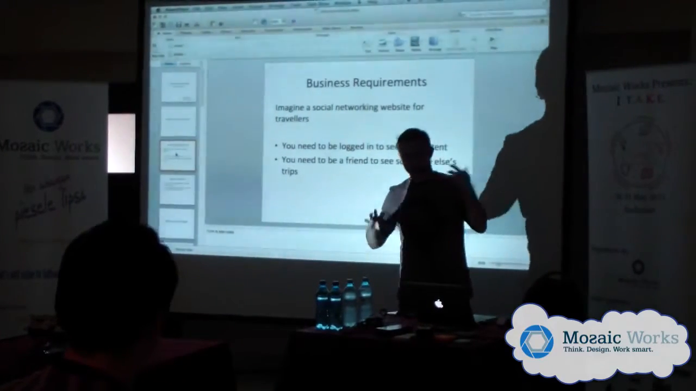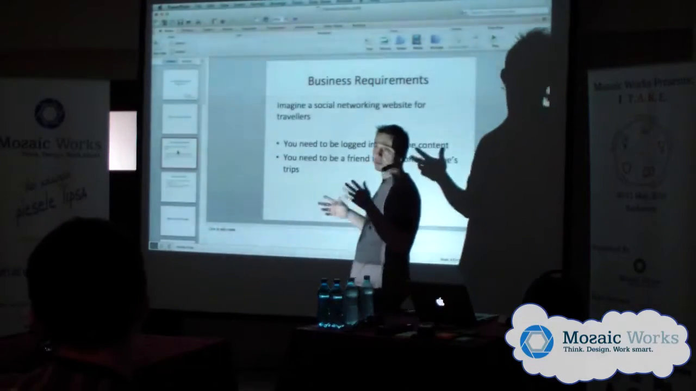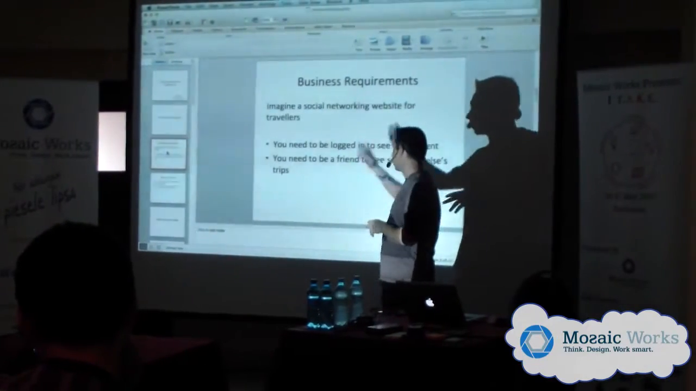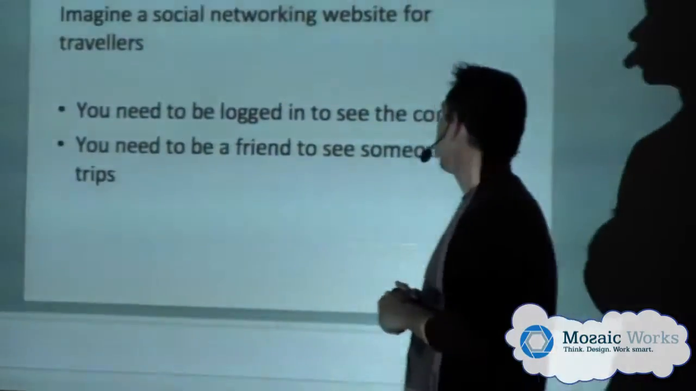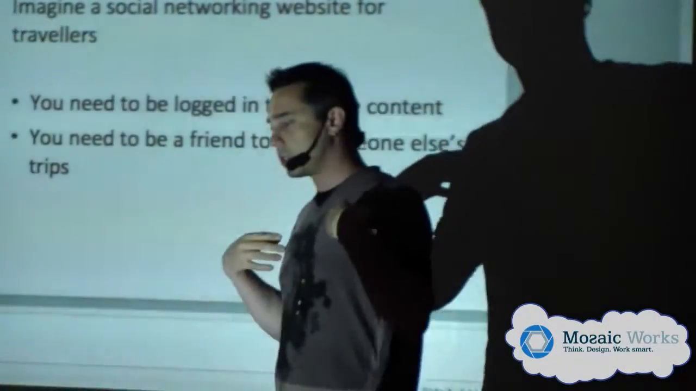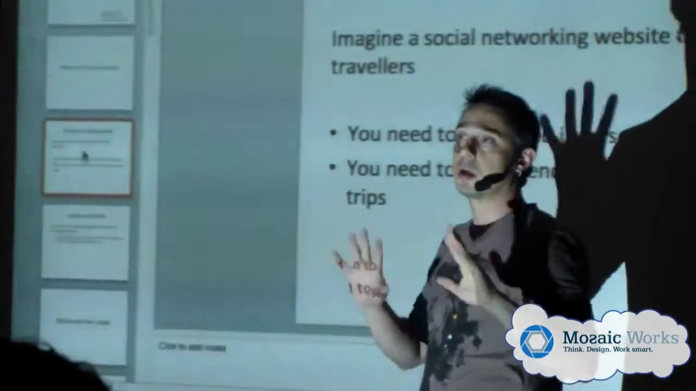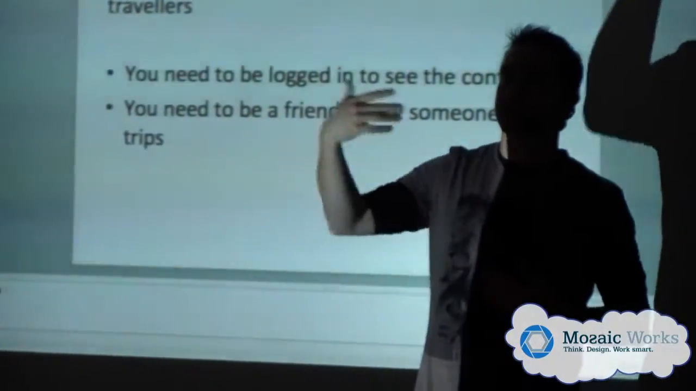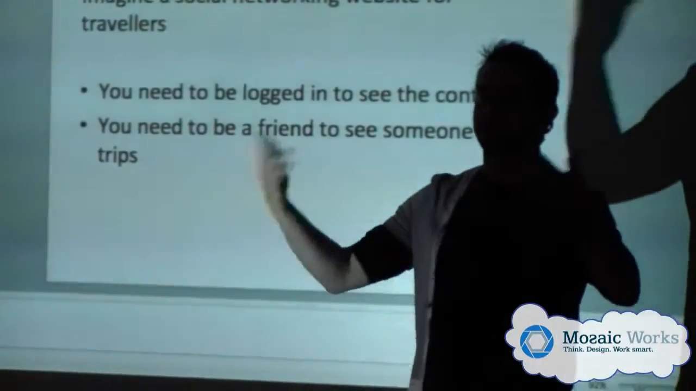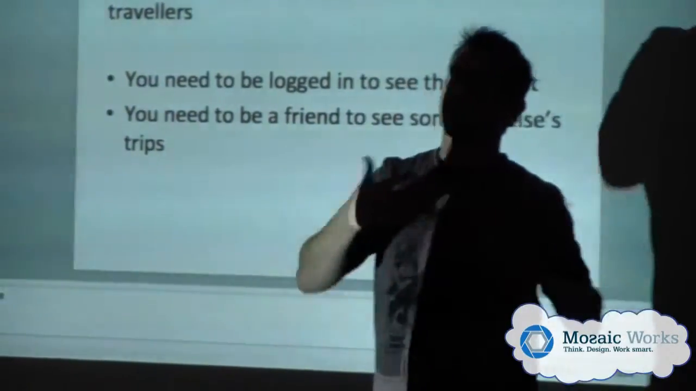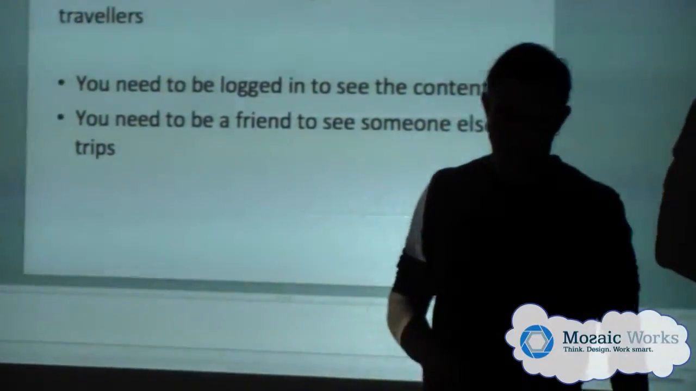So just a bit of background on the code base. Imagine a social networking site for travelers, like your Facebook. You assume that it's a web app. If the person is not logged in, he can't see any content. If the person is logged in and is friends with someone, then you are allowed to see your friends' trips. If you're not friends with anyone, then you cannot see the trips. So kind of Facebook-style stuff, but for travelers.